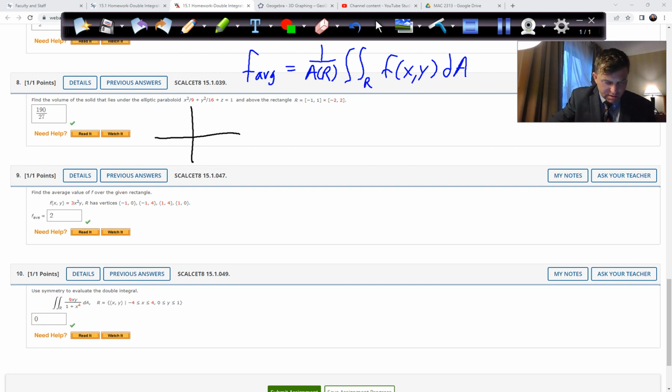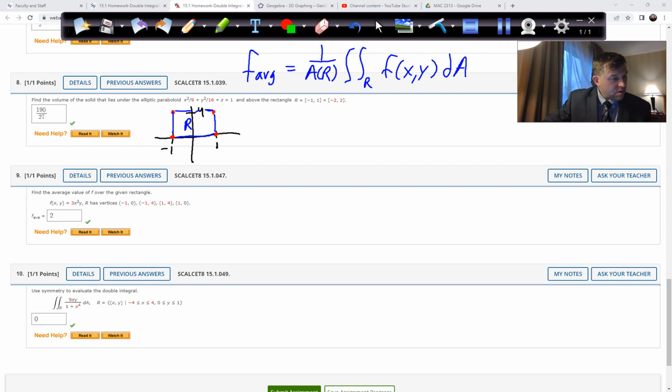Okay, so in this one, they give us the area. It has vertices minus 1, 0, minus 1, 4, 1, 4, and 1, 0. So let's put in those dots. So it says it's got a dot at minus 1, 0, minus 1, 4, 1, 4, and 1, 0. So the region is this box here, this rectangle. That's the region R.